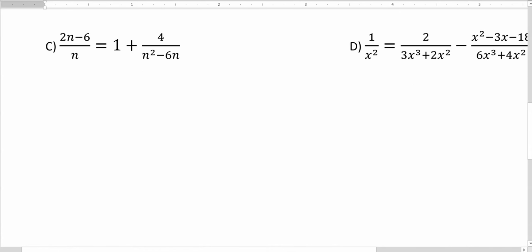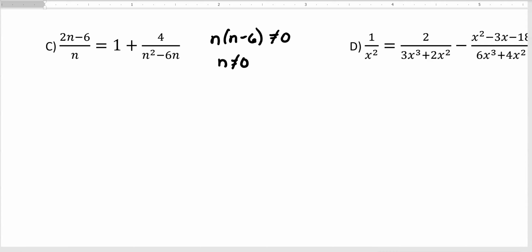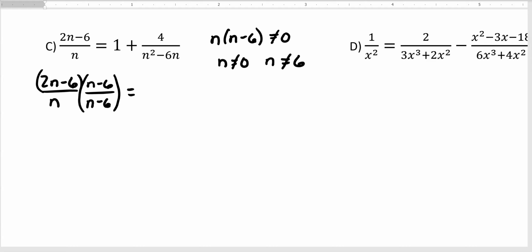Now looking at letter C here, my denominator will factor as n times n minus 6. It cannot be 0, so that's to say n cannot be 0, and n cannot be positive 6. Now this is going to be a fun one. So we have 2n minus 6 over n, and I'm going to need to multiply that one by n minus 6 over n minus 6. And that will equal n squared minus 6n over n squared minus 6n, right? Because it's 1 plus 4 over n squared minus 6n.